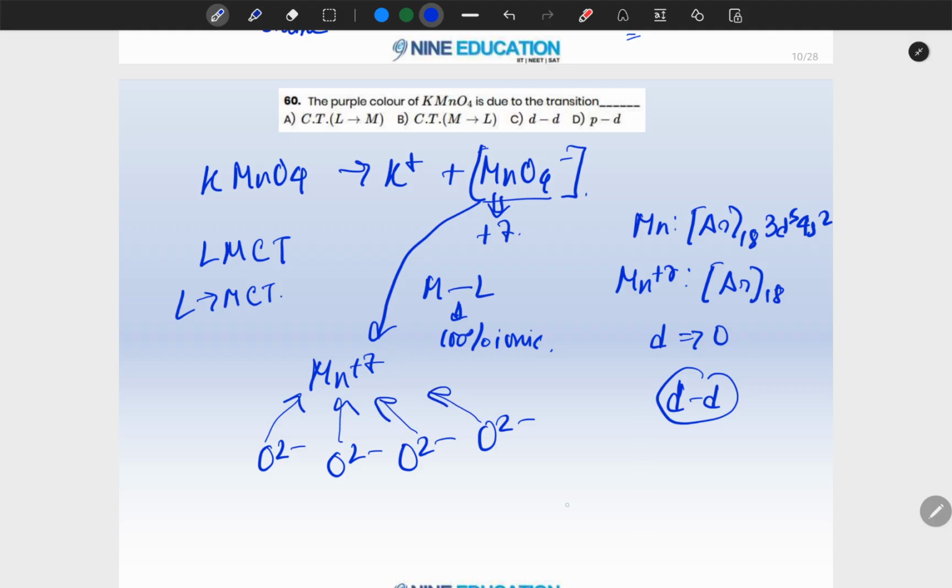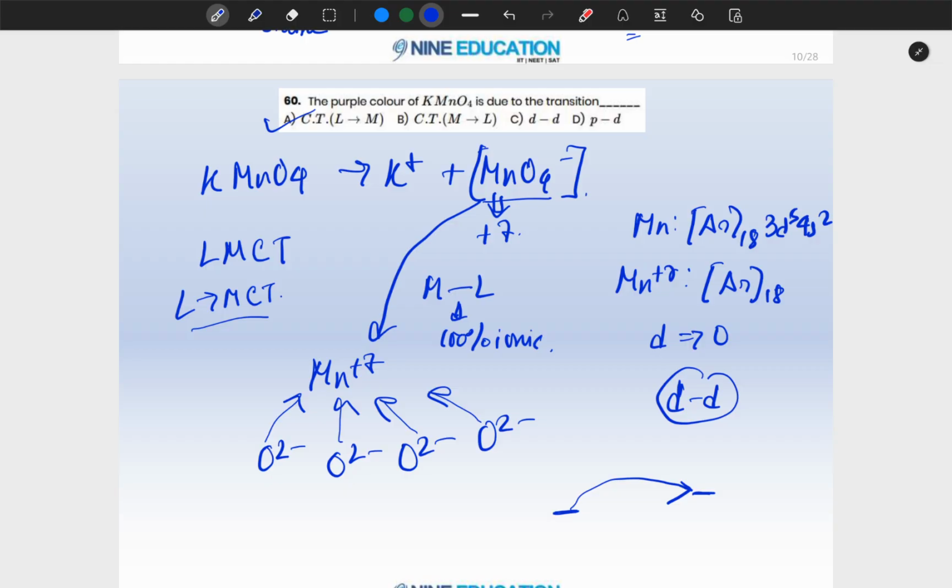So obviously there will be transfer of electrons from the ligand orbitals to the metal orbitals, and because of this electron transition, that's why we are able to see color of the complex. So the correct answer is actually LMCT, ligand to metal charge transfer spectra, and that's why A is the correct answer. So with the help of d-d transition, we cannot explain the color because d-d transition is not possible.